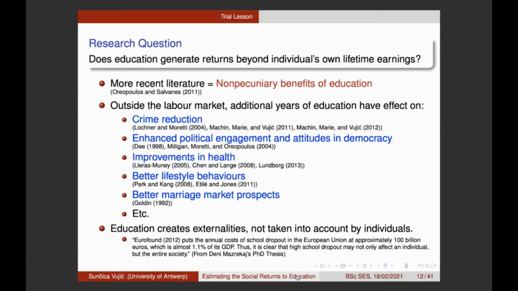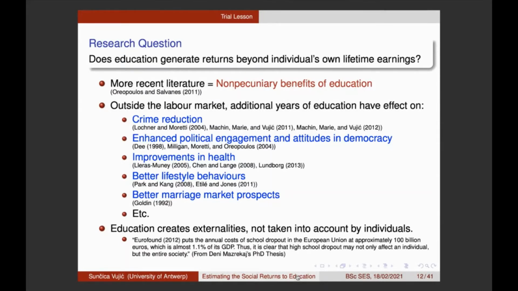There's a large literature showing that outside of the labor market, additional years of education also have an effect on crime reduction, on enhanced political engagement and attitudes in democracy, so the propensity that somebody would vote more democratically, and that it also improves health outcomes. In particular, there's a large literature showing that additional years of education reduce teenage pregnancies, and the number of teenage pregnancies in a society is an important indicator of the health status of that particular country. Education also affects lifestyle behaviors, such as more healthy lifestyles, doing more exercise, or eating patterns. So what you actually put on your table.